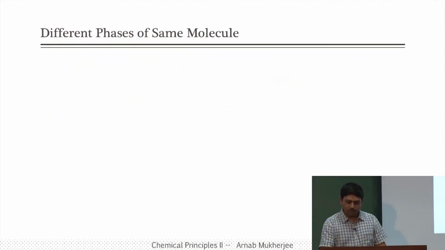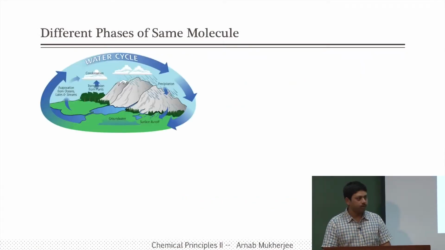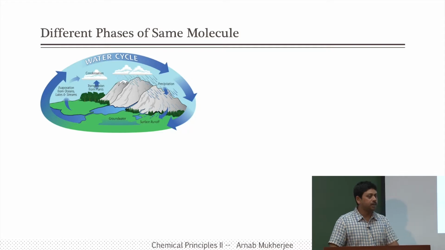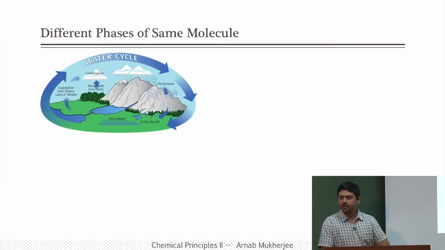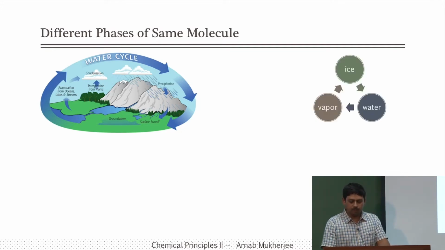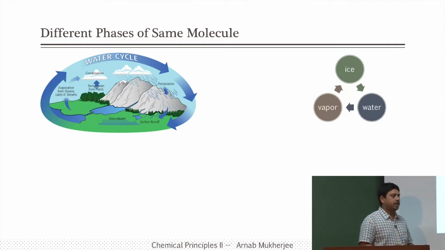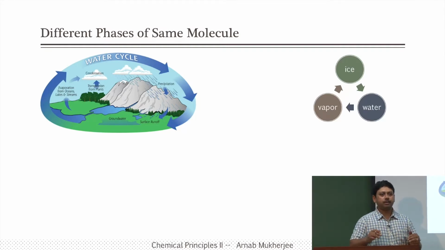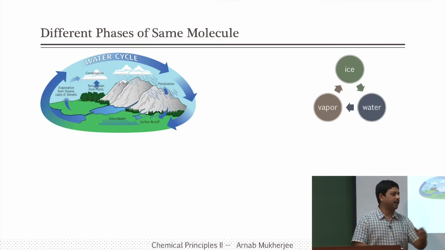So now, different phases of molecules. We know the example of phases of water. Actually water has many more phases, but we will just talk about the standard 3 phases that we know. One is ice, another is water, there is vapor, and they form a cycle. Now it turns out that one cannot just take ice and make it water.